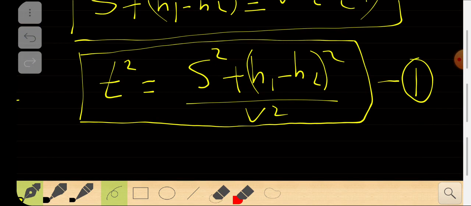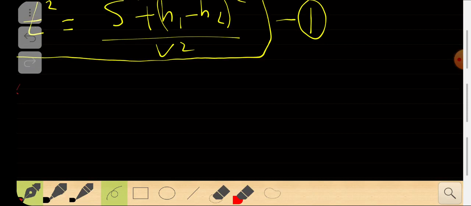Okay, so h1 here is the maximum height, and h2 is the height from which you are firing. It could be anything. If you have a 2-meter height, then you will be firing from a height of 2 meters, that is h2. And we have s, which is the distance between the standing point and the falling point on the ground, and v is the initial velocity of the bullet. Okay, I hope that is clear.